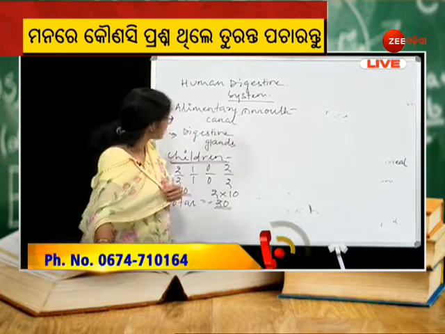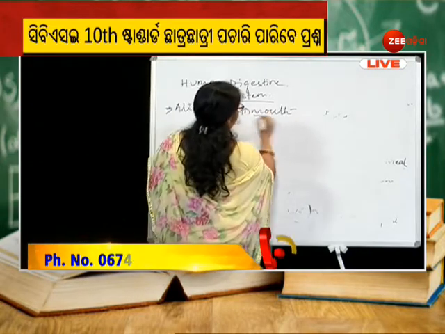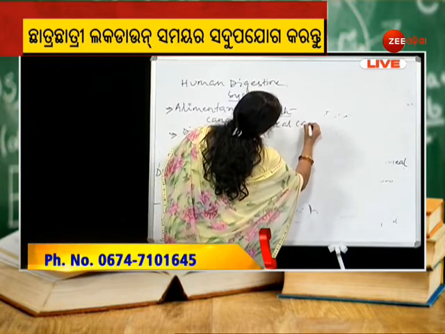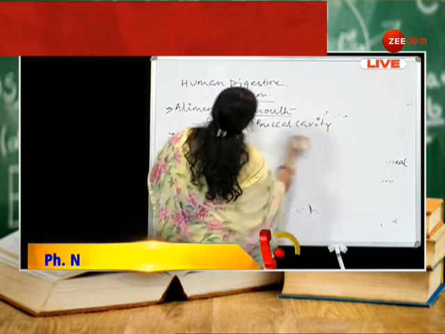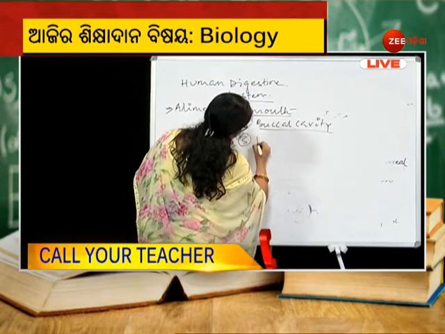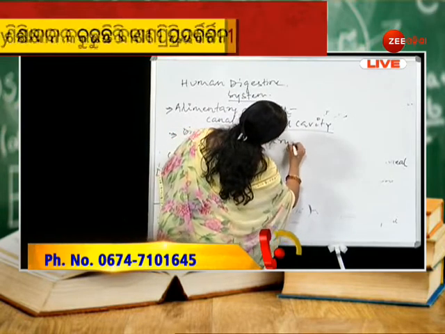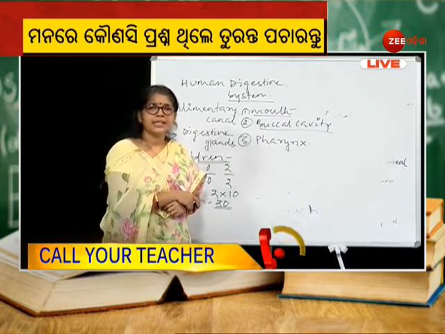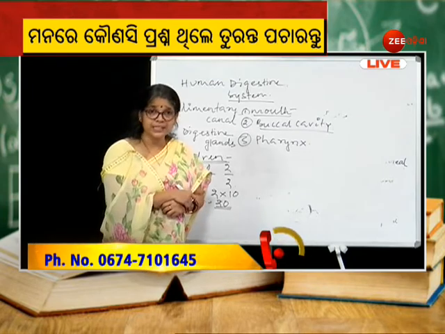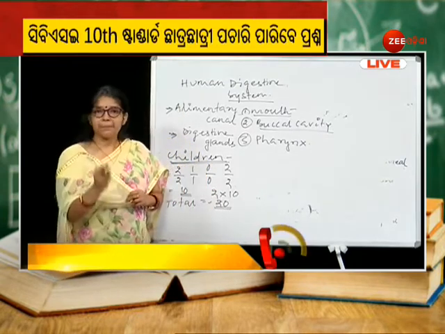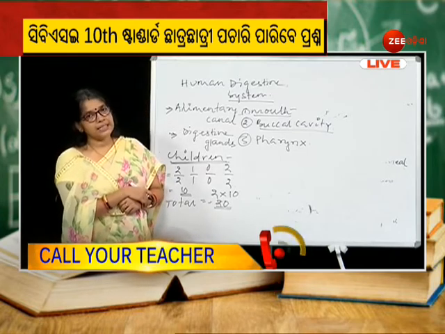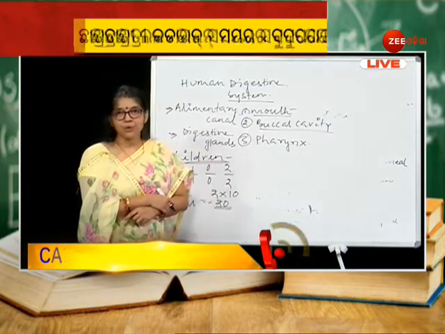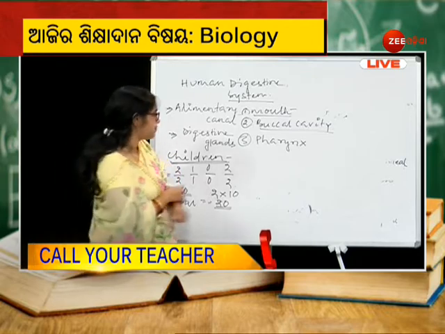So, the human digestive system: first part is mouth, second part is buccal cavity, which we have completed, and third one is pharynx. Pharynx is that part of the digestive system that is also involved during the process of respiration. So, pharynx is regarded as a part of both digestive and respiratory system. It is the common passage or pathway present in both digestive and respiratory system.